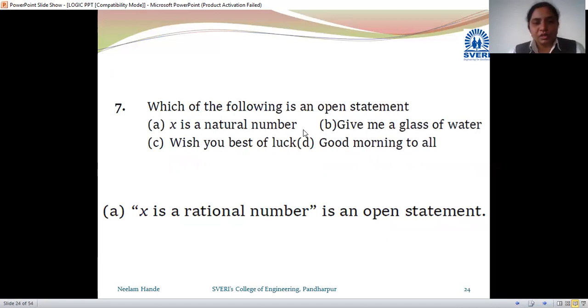Now, which of the following is an open statement? X is a natural number. There are so many natural numbers. We can assign any value to this X, right? Any number. So this is an open statement. Give me a glass of water, you want only one glass. Wish you the best luck. Good morning. These are the statements. And X is a natural number is an open statement. You can assign any value to this.